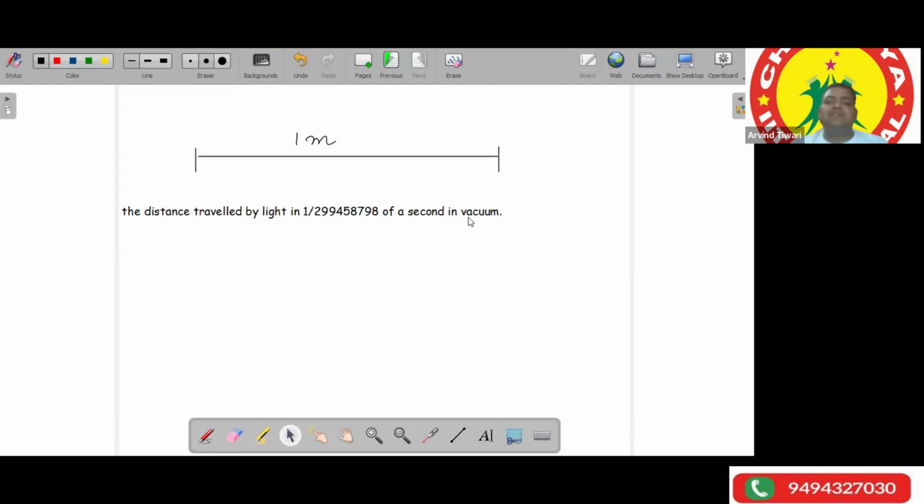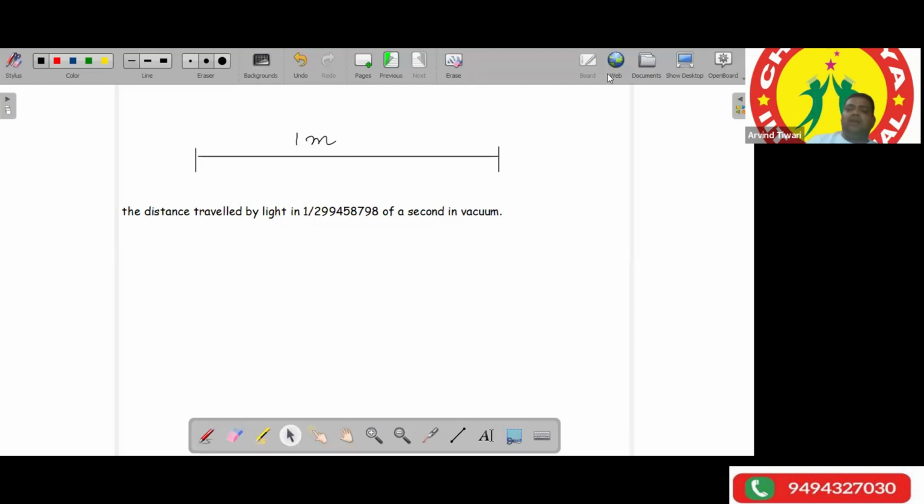Okay. So the distance traveled by light in this much of a second in vacuum. The speed of light is constant in vacuum, and in this much of a second, whatever distance the light travels, to that distance we will call 1 meter. Right? So this is the distance traveled by light in 1 over 3 into 10 to the power 8 of a second. Right? So this much distance will be 1 meter.